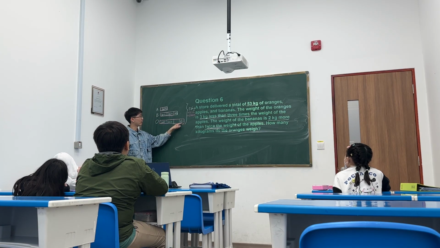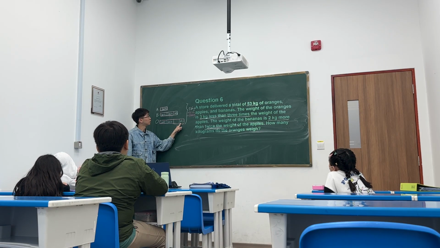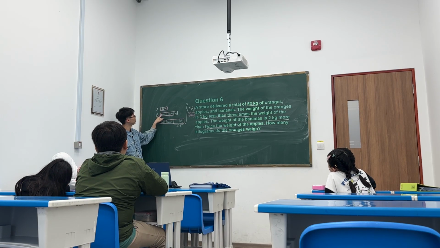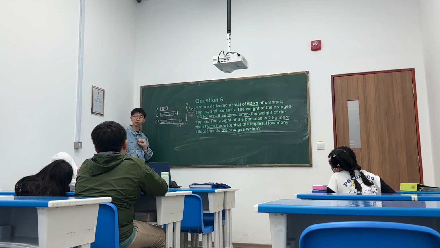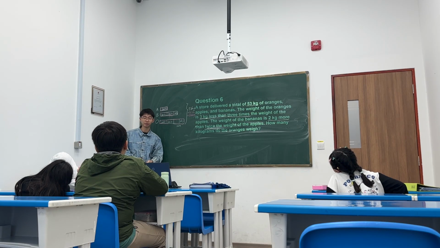Because we already add back this 3 kg. So 54 corresponds to 1, 2, 3, 4, 5, 6 units. Then you'll find out 1 unit.